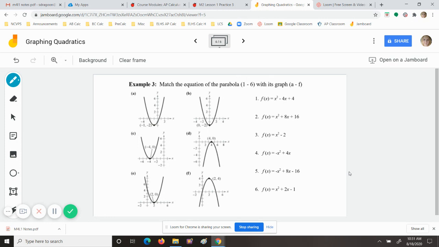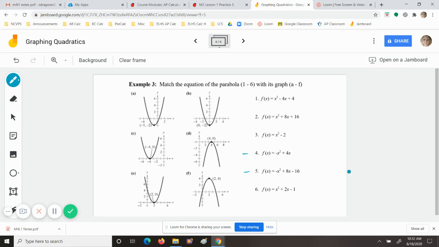Okay, now notice we have 4 that are opening up. We have 2 that are opening down. So let's take a look at the 2 that are opening down. Those have to match up with 4 and 5 because those are the only 2 that have a negative with the x squared. See how quick we can figure that out just based on knowing the properties of whether it opens up or down.